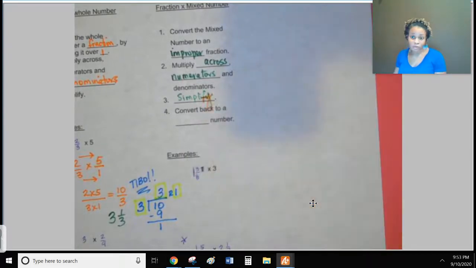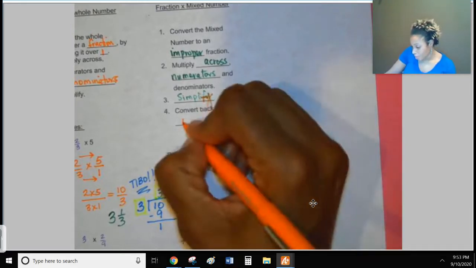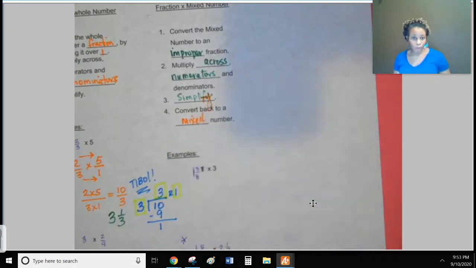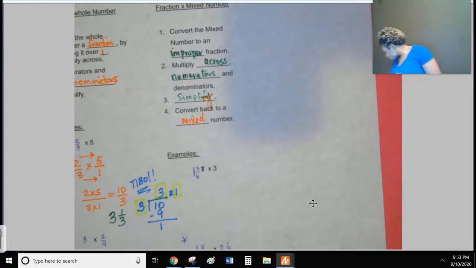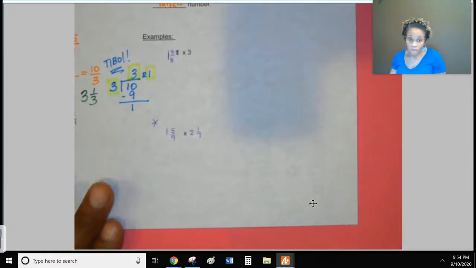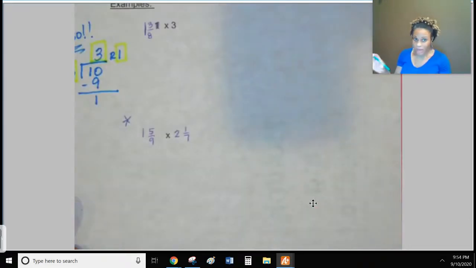You're going to simplify and then convert back to a mixed number. So this one has a lot of work going into it. A lot of different steps going in. We're going to make the mixed number improper. Then we're going to multiply across numerators, multiply across denominators. We're going to simplify, and then we're going to convert it back to a mixed number.